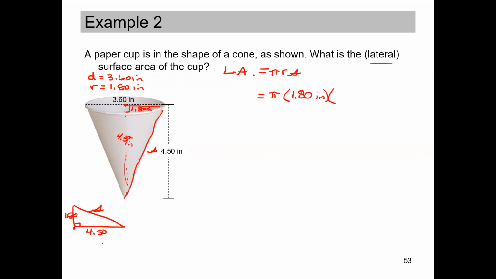So using our Pythagorean theorem, it's going to be the hypotenuse squared is equal to the leg squared plus the other leg squared. And again, I'm going to leave off the zeros for now, but I know I'm using 3 significant digits there. So 1.8 squared plus 4.5 squared. If I type that in my calculator, I'm going to get s squared is equal to 23.49.